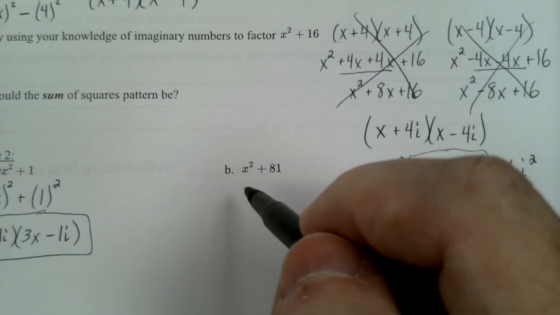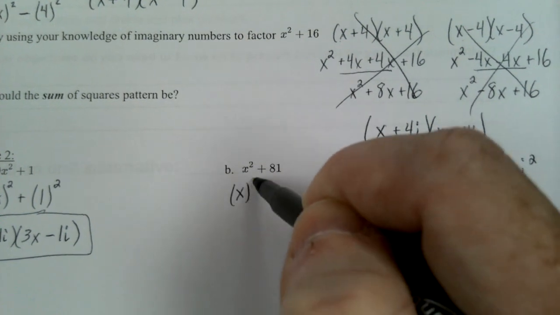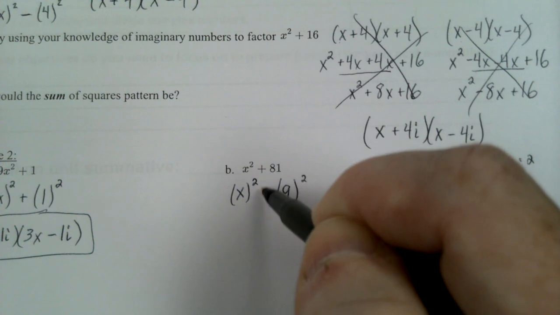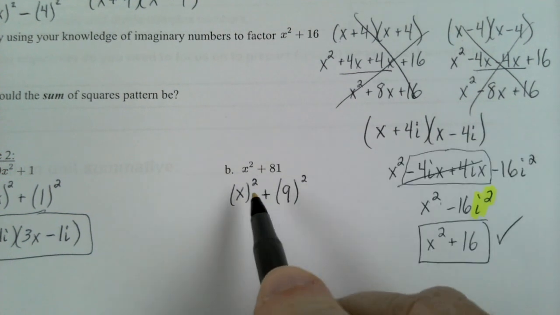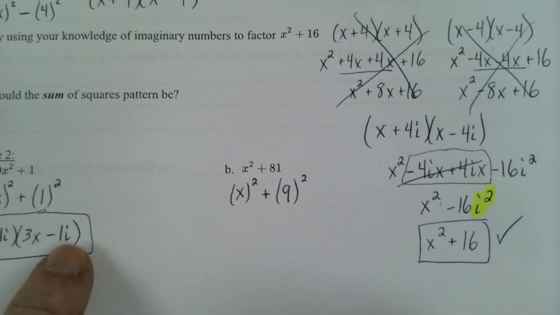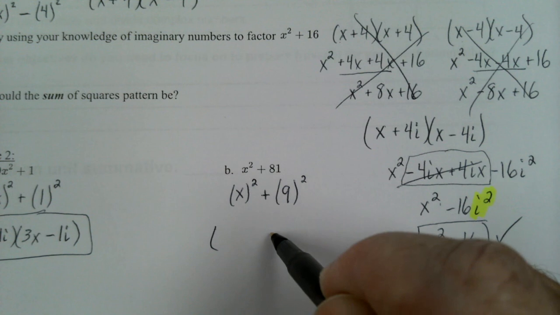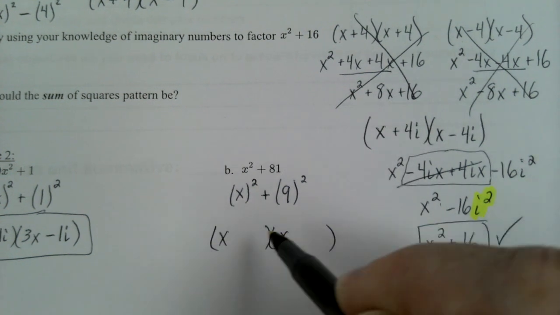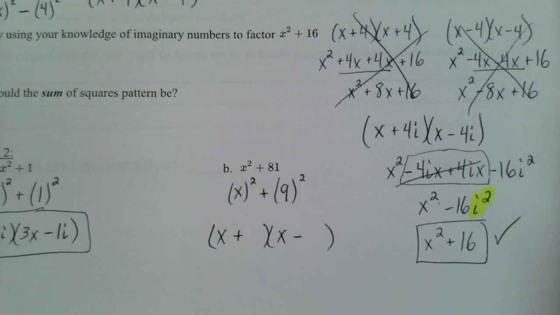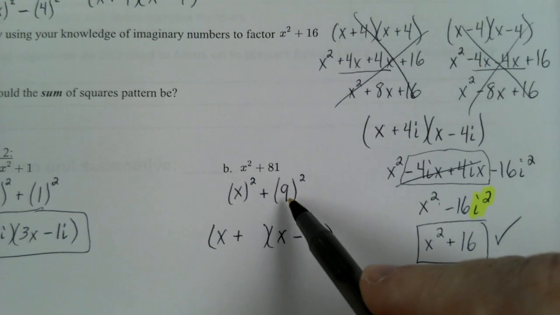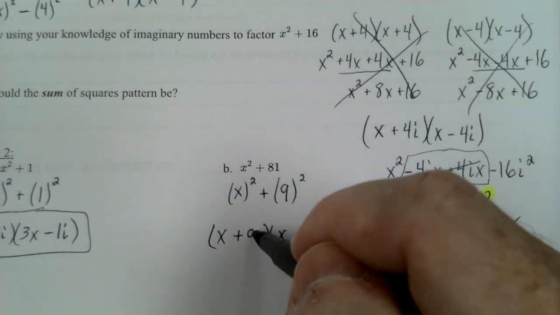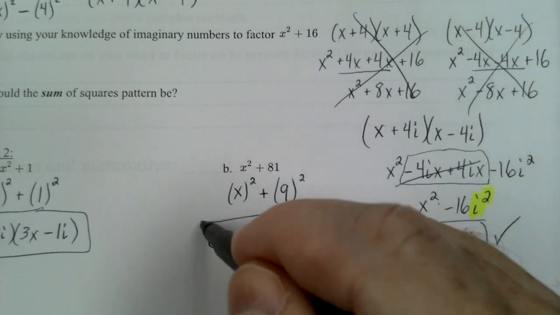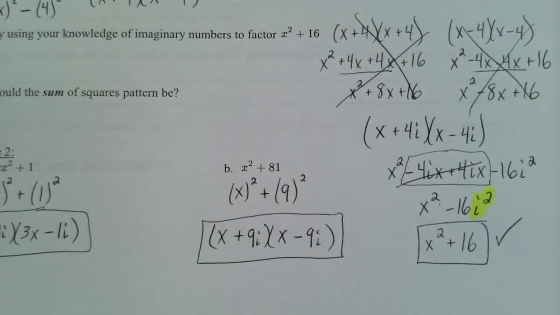One more, square root of x squared, square root of 81. So we have a sum of two squares again. Same pattern. Two groupings, front number, one with a plus, one with a minus, and now you just throw an i behind that. 9i, 9i. Short and quick there.